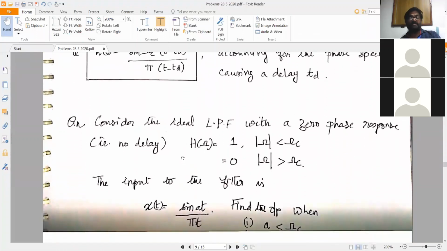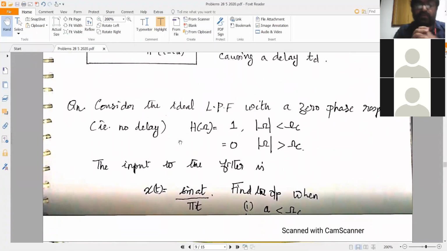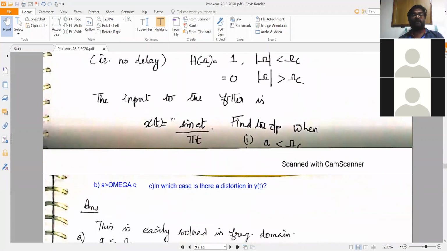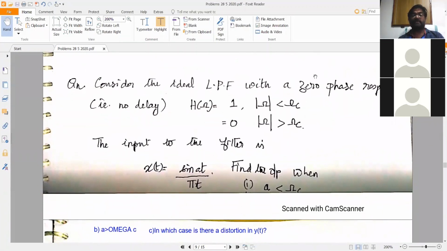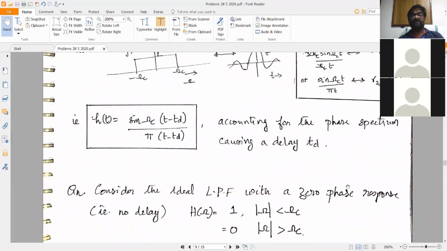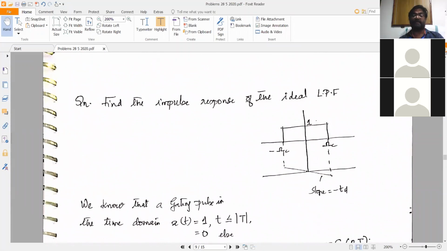So now we will use this to find out the output of a low pass filter as follows. Consider this ideal low pass filter for a particular input given by sin(at) by pi t, with a zero phase response. Zero phase response will mean that there is no time delay, so the phase response will be along the x-axis. Or you can say that the slope of this line is equal to 0, or the delay introduced is equal to 0. So TD equal to 0, which means this line is along the x-axis.